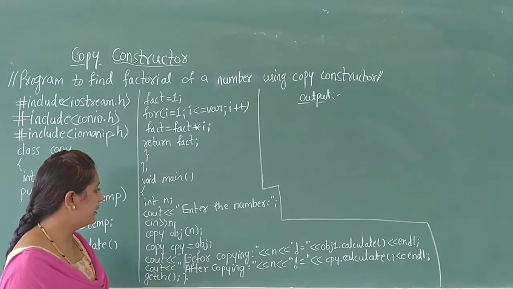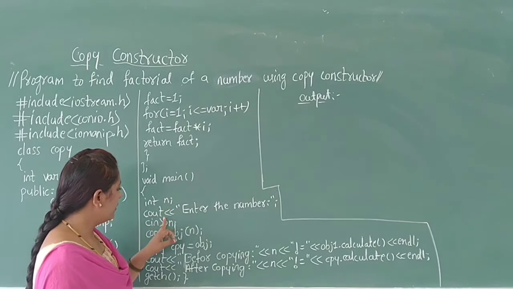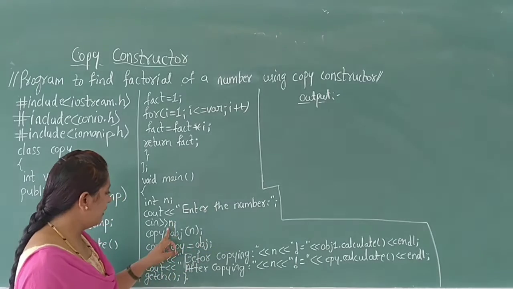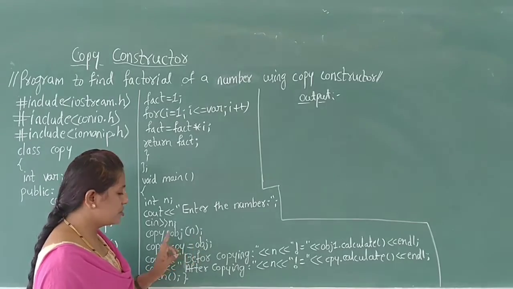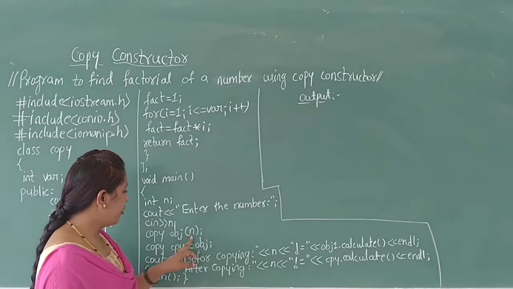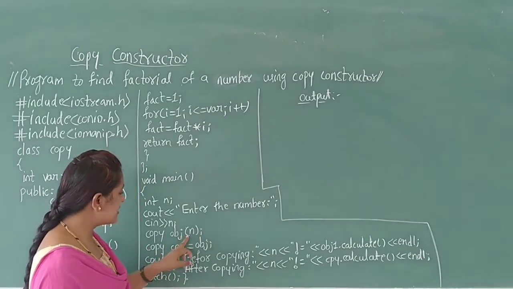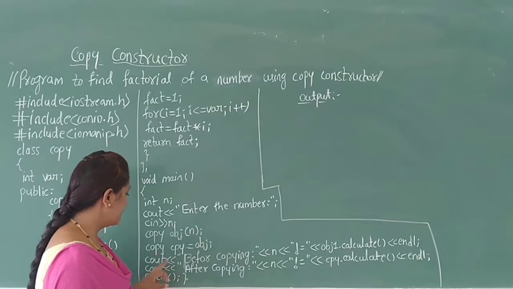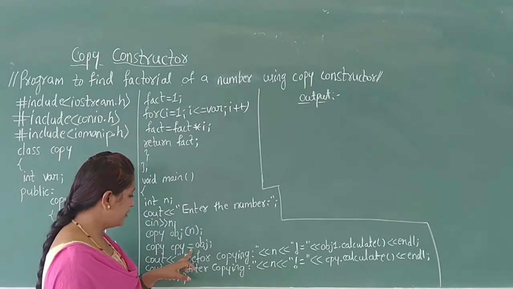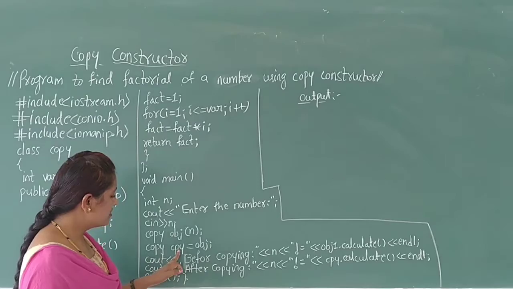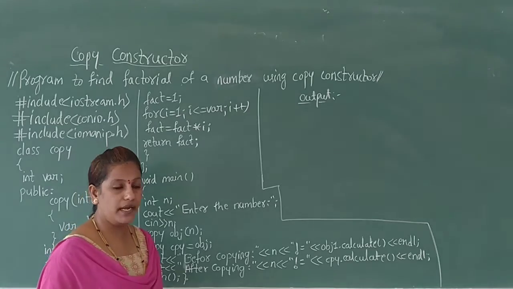Next, the main function is defined. In the main function, the n variable is declared, and next, enter the number, the n value is read, then copy obj of n. Here the copy constructor is invoked implicitly because within the parenthesis an argument value is passed. This is called the implicit call method. Next, copy cpy is equal to obj. Here the copy constructor is invoked for object cpy with obj as parameter using the assignment operator.